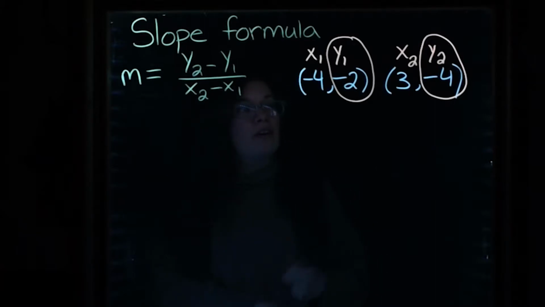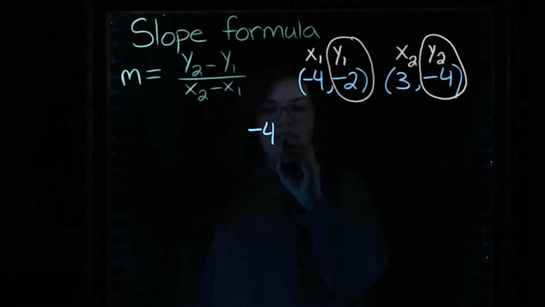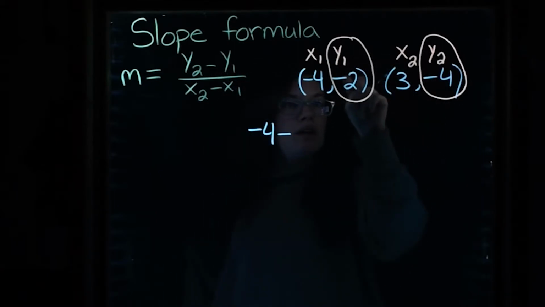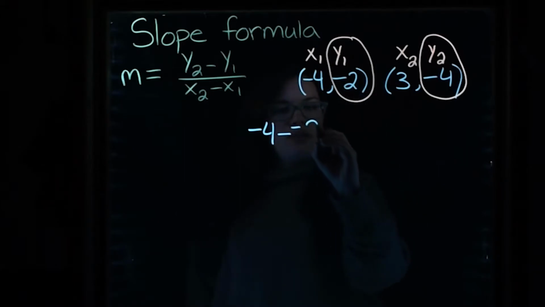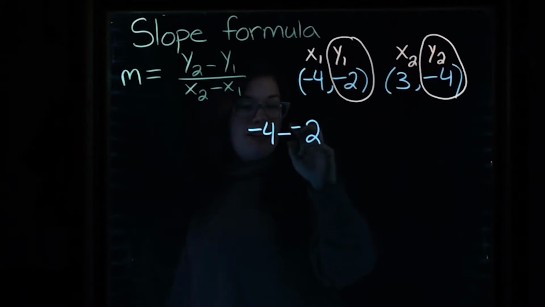So I'm going to go ahead and look at my y2, write that down to start my equation, minus y1. So that's a negative 2. Now I remember that a negative and a negative gives me a positive.